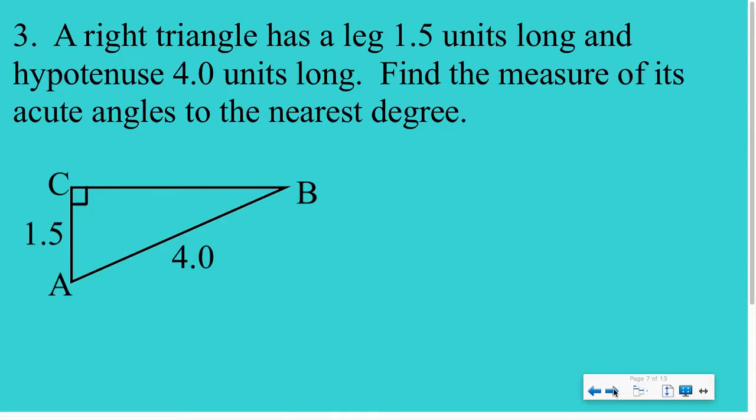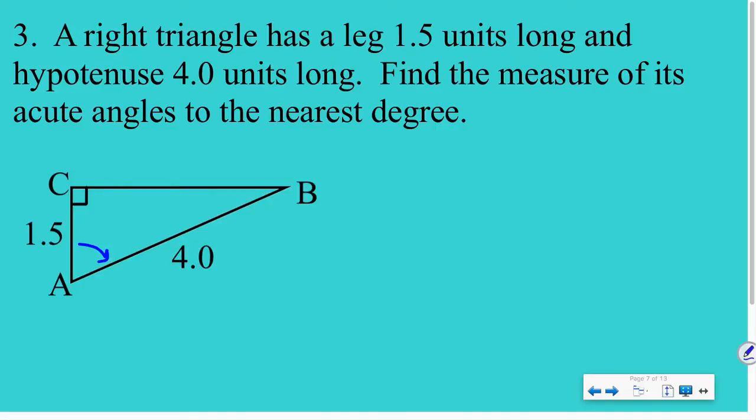Number 3. A right triangle has a leg length of 1.5 units and a hypotenuse of 4 units. Find the measures of its acute angles to the nearest degree. So they want us to find the measure of angle A and B in this picture. Pick one to start with. Who do you want to find first? I don't care. We'll do A because it's alphabetical order.